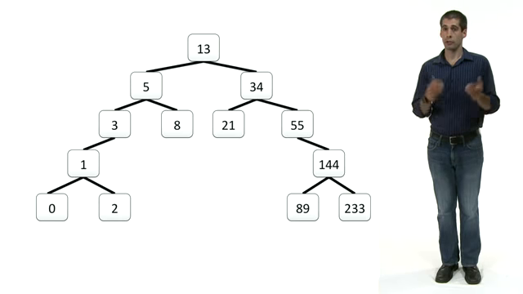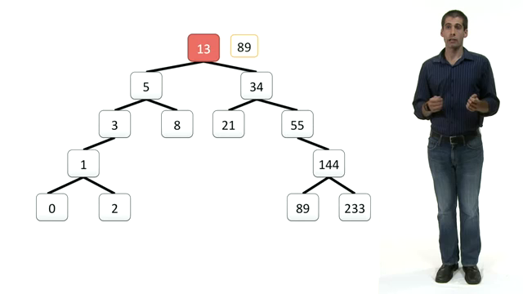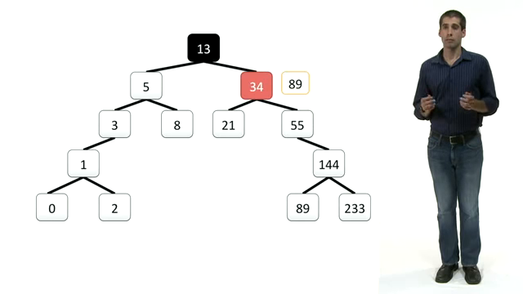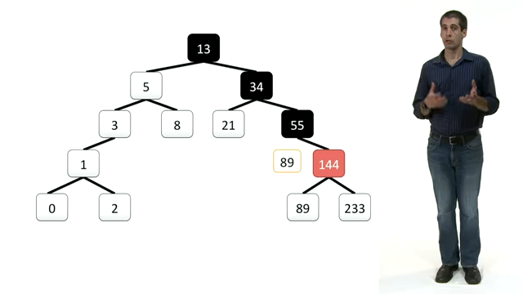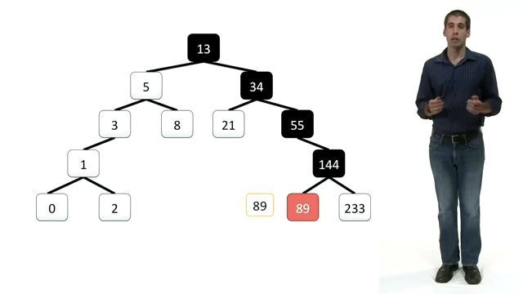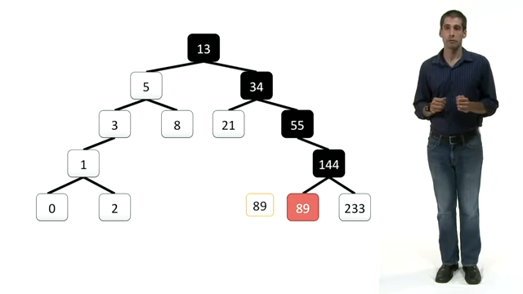So starting at the root of 13, we see that 89 is greater, and so we go to the right. Then we see the node for 34, and again we go to the right. 89 is still greater than 55, so we continue going to the right. We then come up to the node with value 144 and go to the left. Lo and behold, 89 is right there.